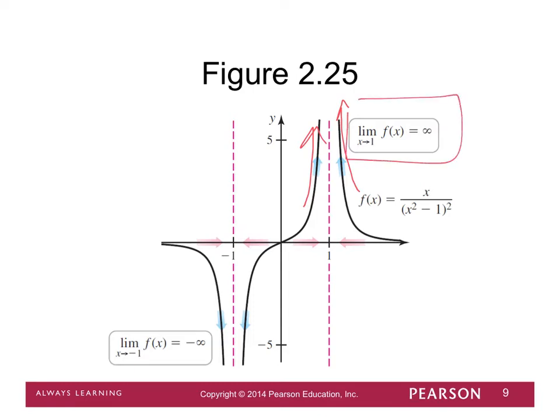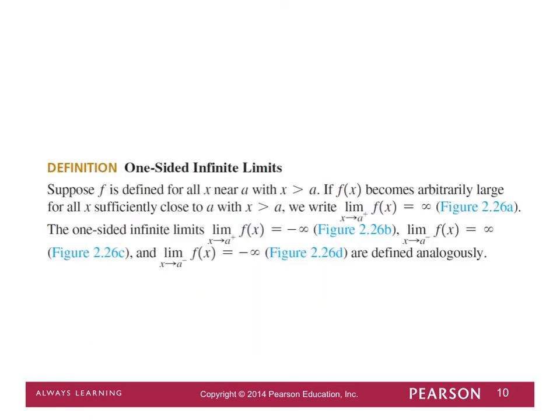And likewise, looking at negative 1 from the left and negative 1 from the right, we see that we are approaching negative infinity. So this brings us to our one-sided infinite limit definition. That's saying that we have a function that's defined for all x near a, and x is greater than a. And so if f of x is getting very big or arbitrarily large for all x sufficiently close to a, then we say that the one-sided limit from the right is equal to infinity.